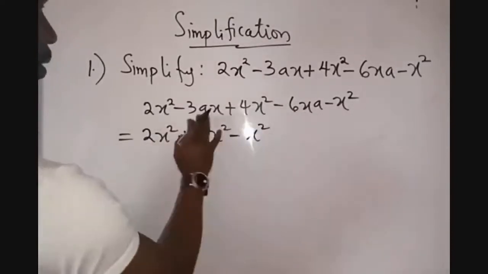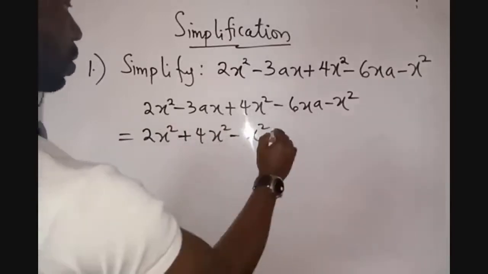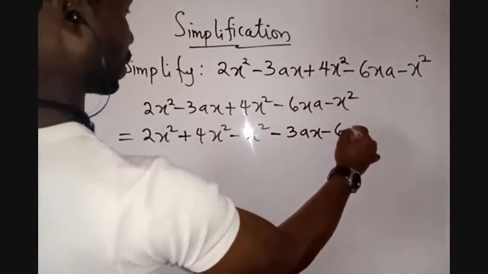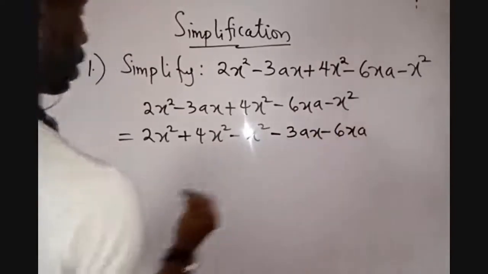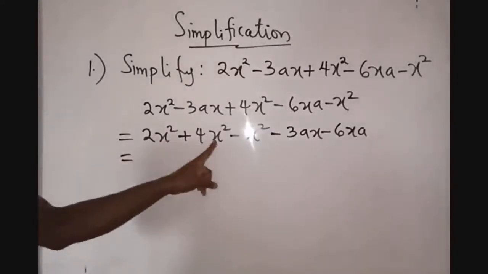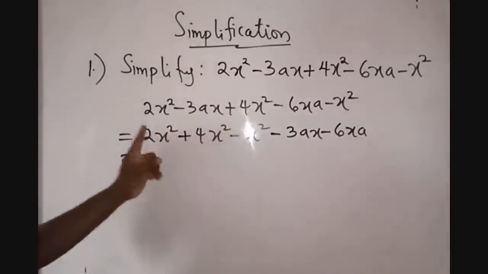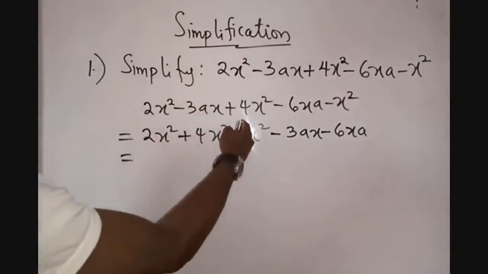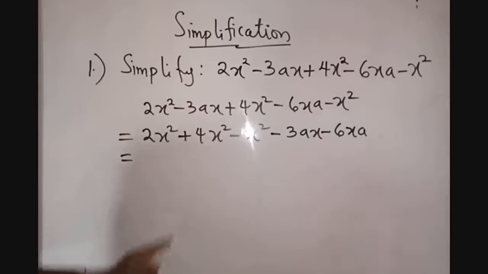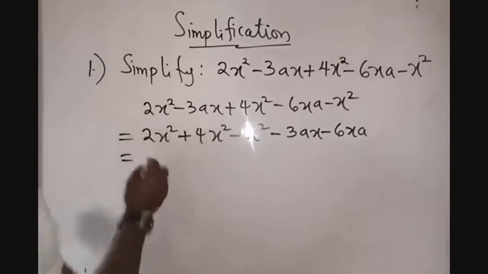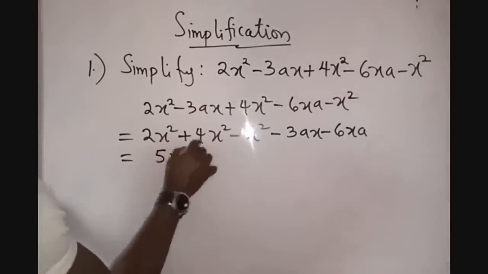These ones are also the same thing. So that will give us minus 3ax minus 6xa. Looking at this, you discover that I have the same term here, the same expression. This x squared, this x squared, this x squared. This is the same thing as 1. So 2 plus 4 is 6. That is 6x squared. Subtract 1x squared from it, that will give you 5x squared.